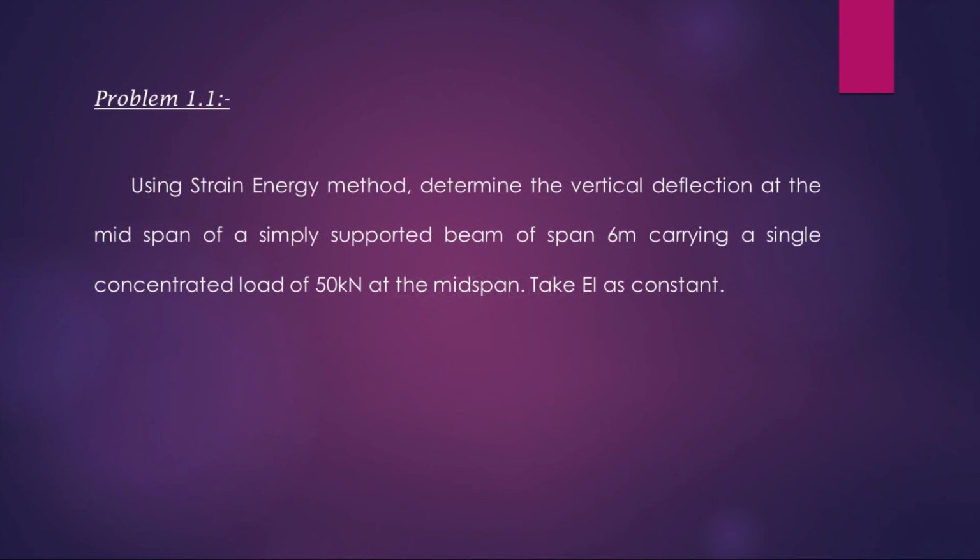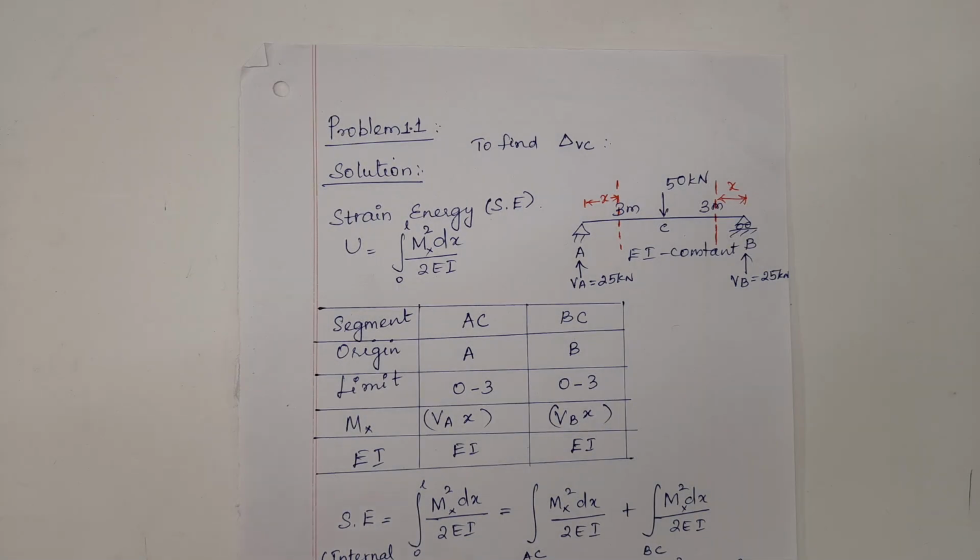First problem. Using strain energy method, determine the vertical deflection at the mid-span of a simply supported beam of span 6 meters carrying a single concentrated load of 50 kN at the mid-span. Take EI as constant.